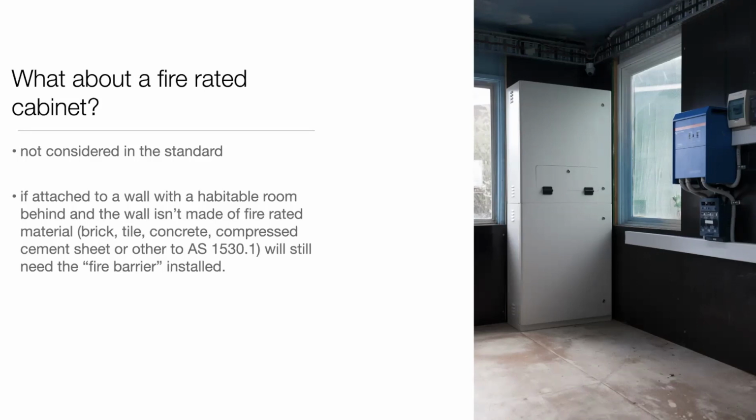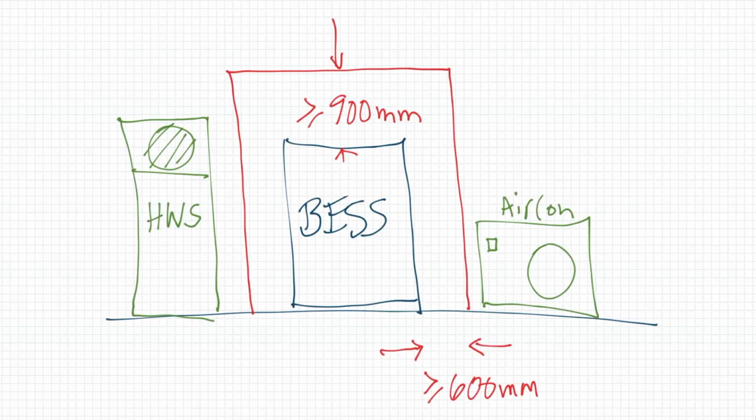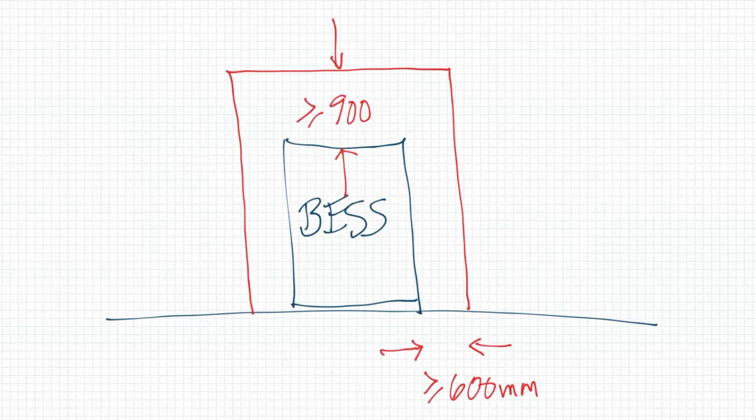This is probably a good time for me to try and explain this exclusion zone. I think I've actually already drawn something for this, so let me just bring it up. Okay, there we go, and I'll just share this. So here's an example of a BESS and the exclusion zone in red.